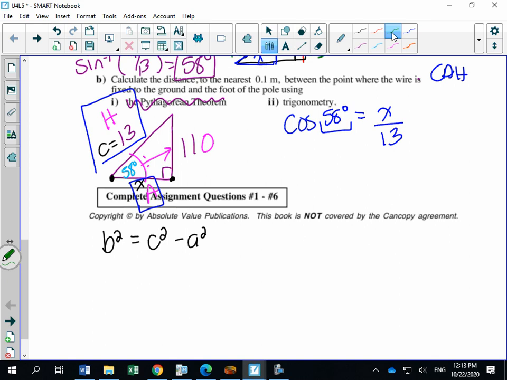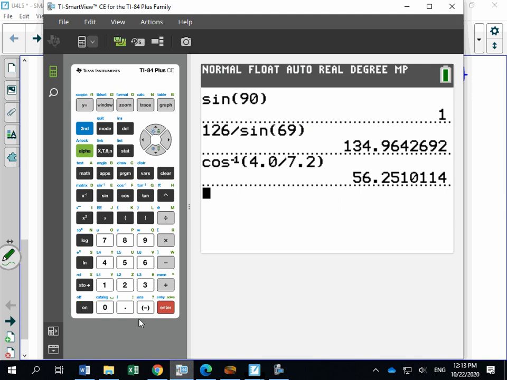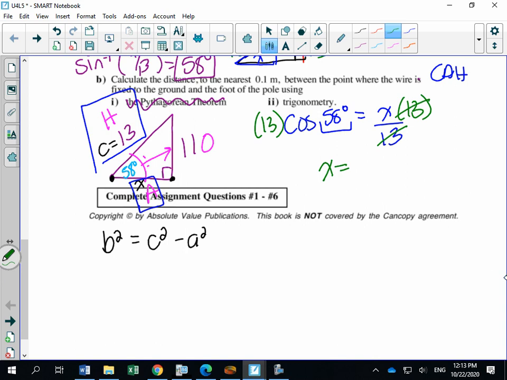Antonio, what do you want me to do? How do I get x by itself? How do I get rid of this divide by 13? Multiply both sides by 13. X is equal to 13 times the cos of 58. To the nearest tenth would be 6.9 meters.